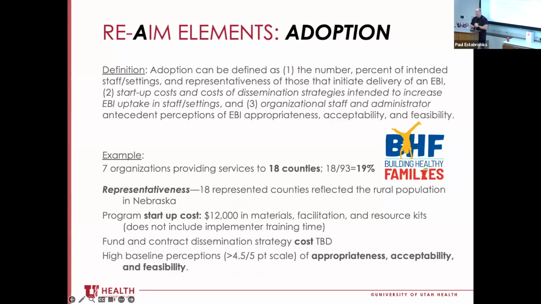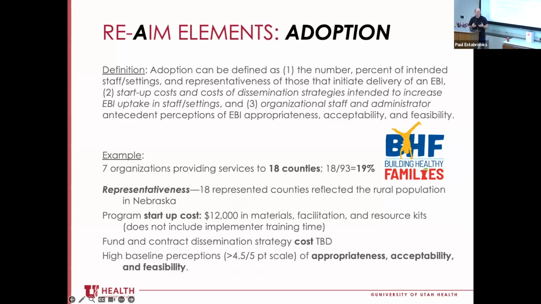So then if we wanted to look at adoption, again, you can see point 1 in this definition is the RE-AIM definition. And then we add in the idea of costs. In this case, one of the areas that we think a lot about in adoption is the startup costs, because the startup costs are often quite different from the ongoing implementation costs.